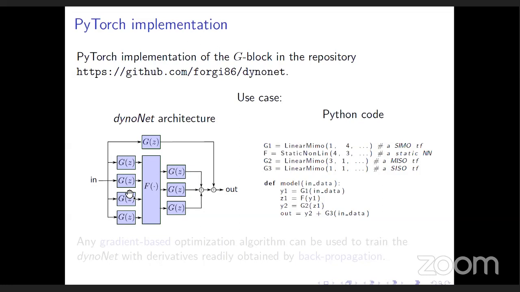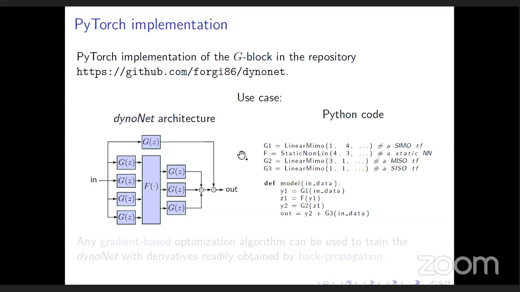It's a simple one. It corresponds to what would be called a parallel Wiener-Hammerstein plus a direct term from input to output. There is also this direct linear path from input to output. It's loosely inspired by a residual network, but it's just an example, a simple one. And having defined the block, building this model in PyTorch is really straightforward.